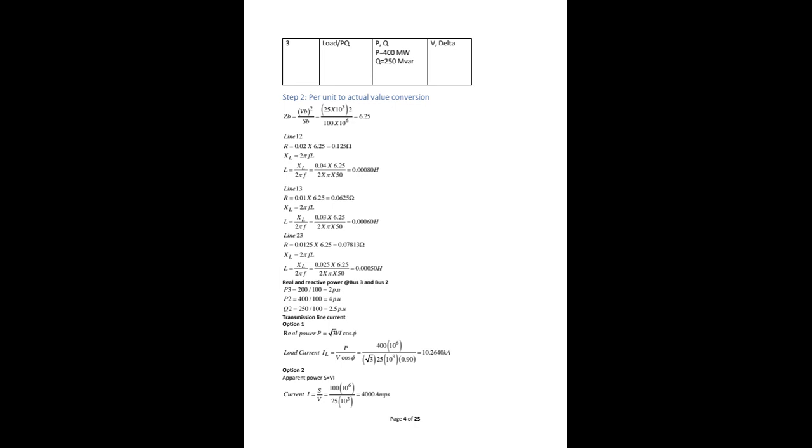The other thing I want to speak about is the transmission line current. In the DIgSILENT software, when you use the transmission lines, you have to include your line current. The line current is not part of the data that is given, but we should be able to calculate it based on the calculation steps given in this manual. For example, the real power P equals the three-phase power, root 3 VI cos phi. So we need to find the line current, the load current IL, which is equal to P divided by root 3 V cos phi.